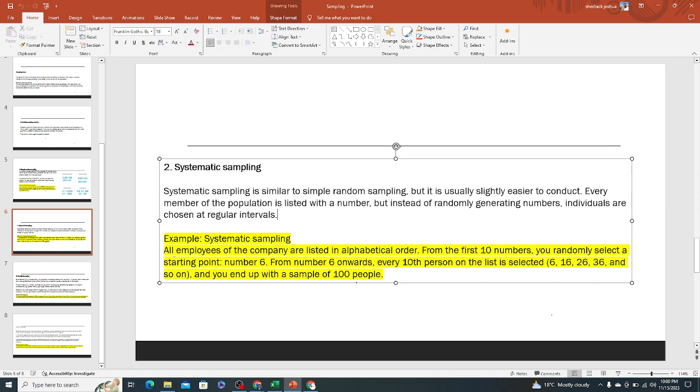Like for example, all employees of the company are listed in alphabetical order. From the first to 10 numbers, you randomly select a starting point like 6. Then from 6 onwards, every 10th person on the list is selected. Meaning, if we take the sixth person to be the first person, then you will select the 16th person, then the 26th person, with a step of 10. Like you are taking every 10th person.